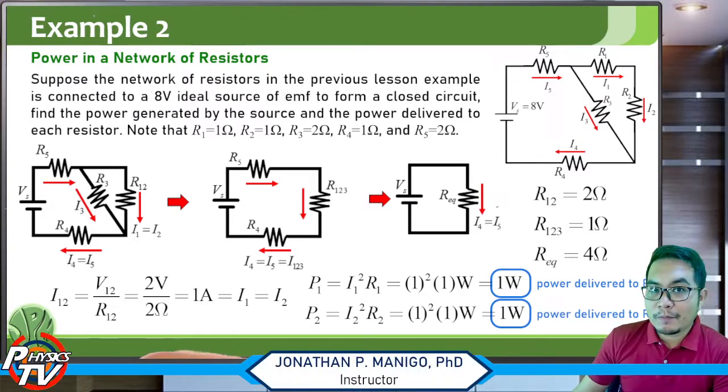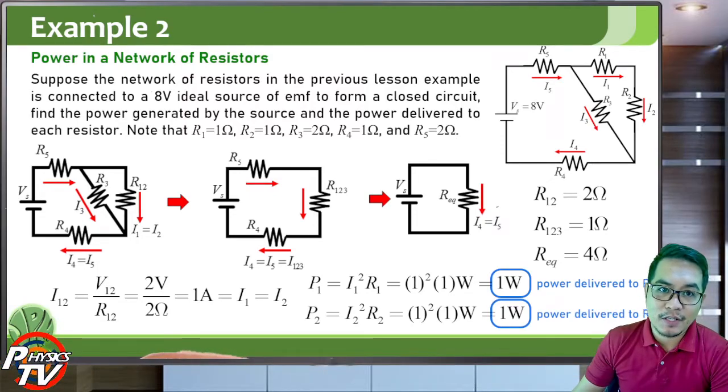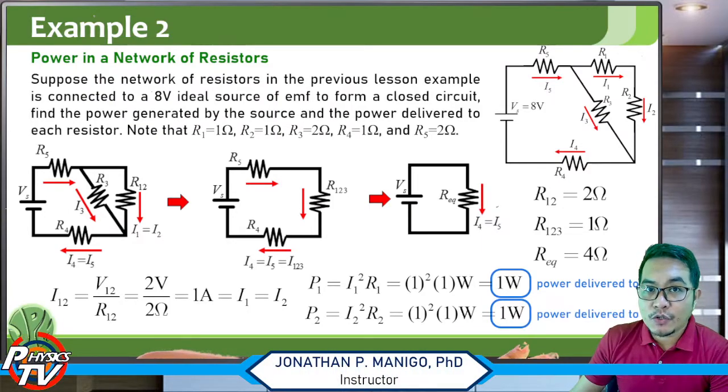So in order to solve for the power, in this case, you only need to solve for the current in each resistor, because power is just I squared times R. We already know the resistance, we just need to know the current.